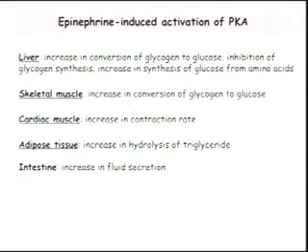And then in the muscle, the heart muscle, cardiac muscle, you want to increase the contraction rate so that you get more blood into the limbs so you can run away. In adipose tissue, you have an increase in hydrolysis of triglyceride, again, to generate more glucose, to give you energy.